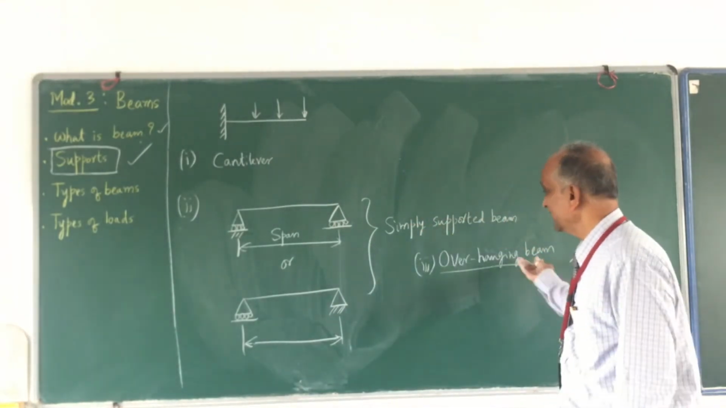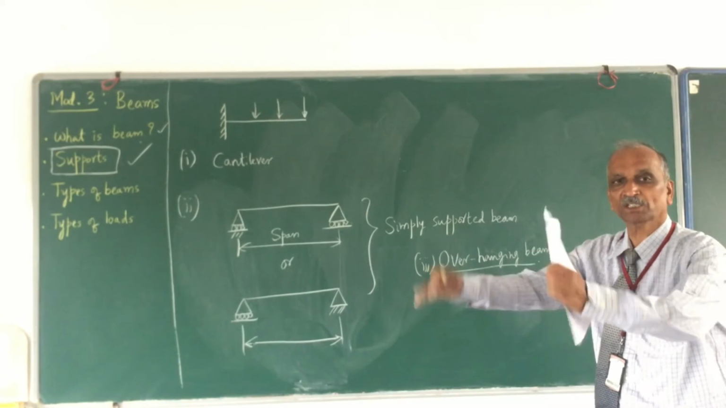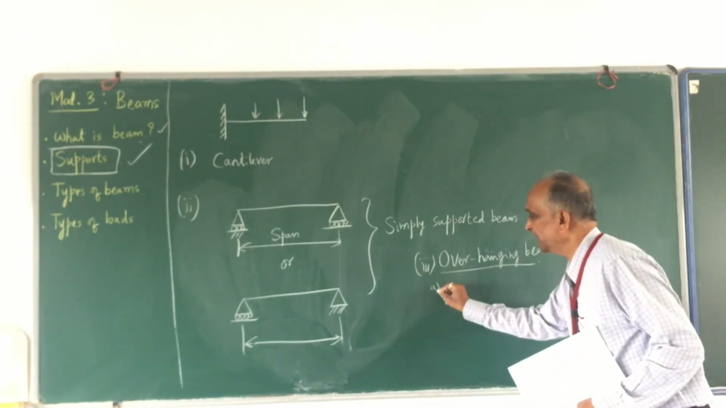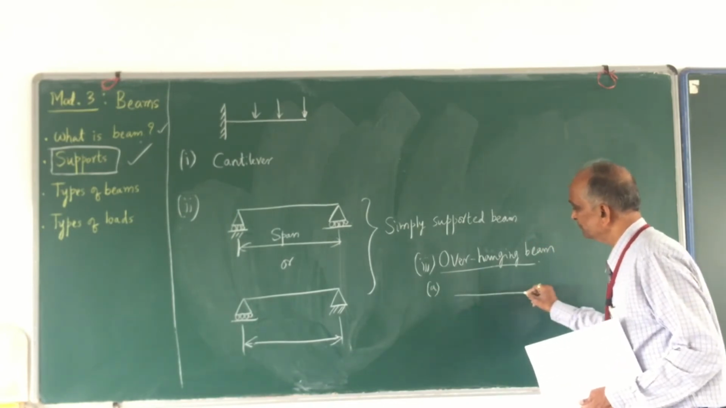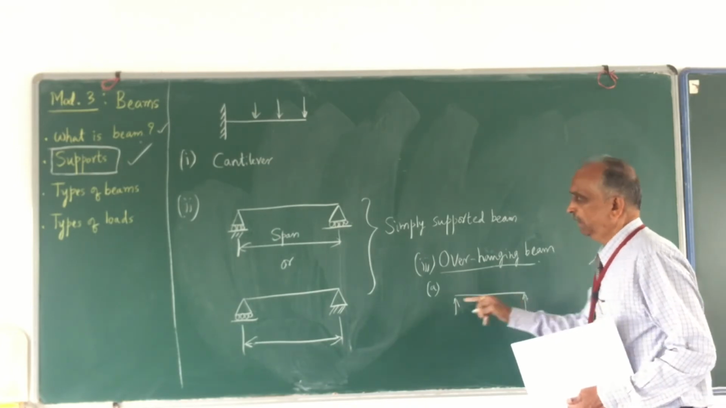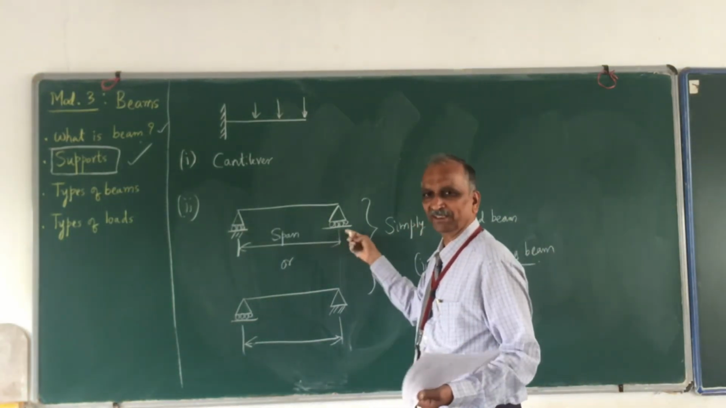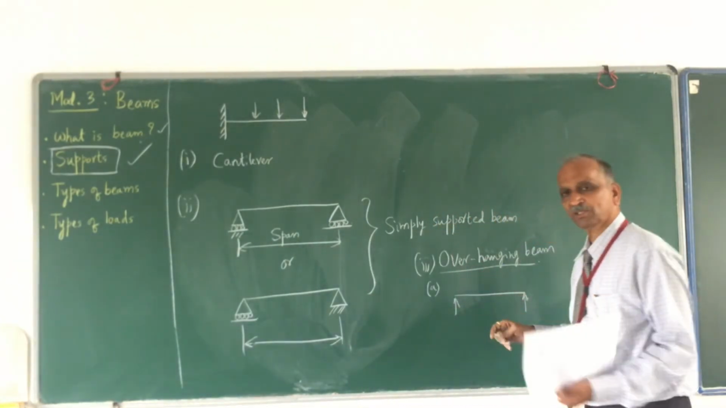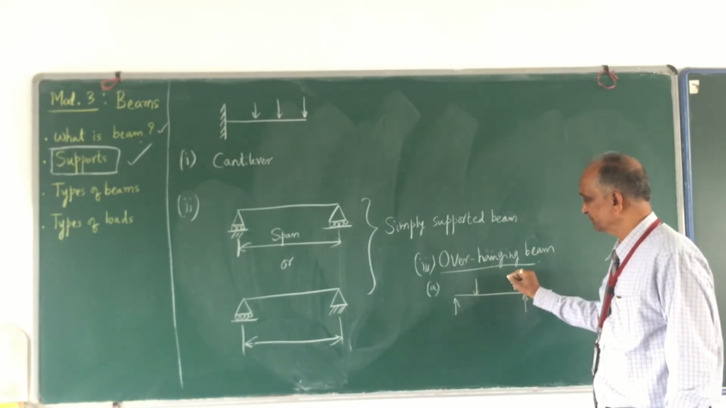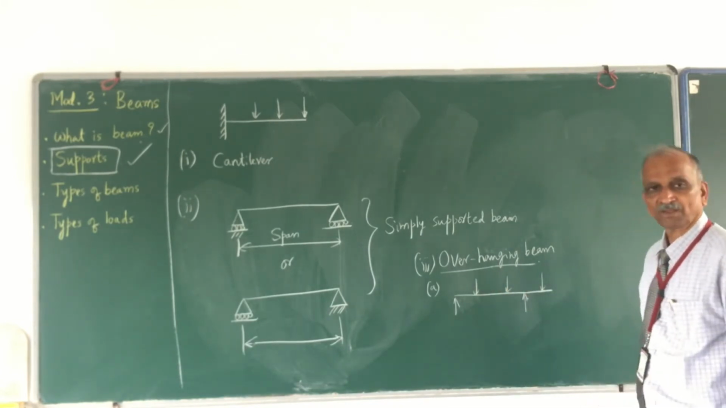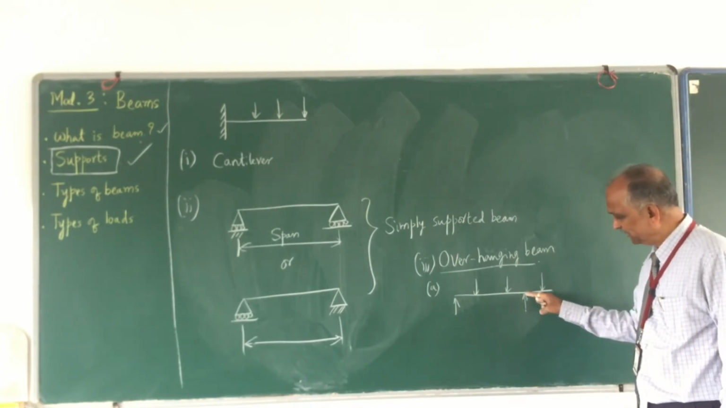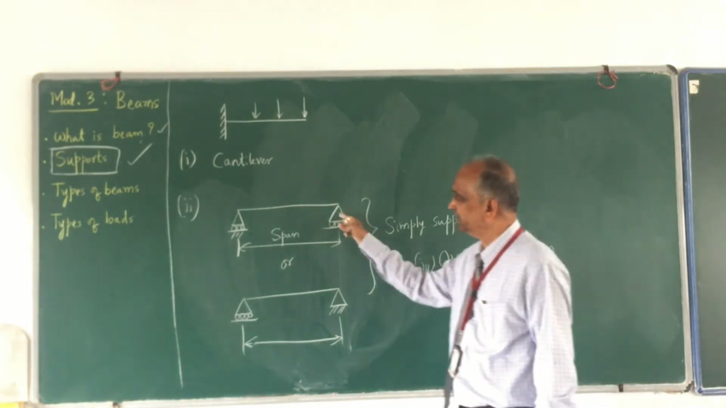So here, overhanging beam. There is some portion of the beam beyond the support also. So I can have different types of overhanging beam. I can replace this roller support by reactions. Then I have something like this. There is a beam portion beyond the support. So please remember, this support or this support, they indicate the same thing.